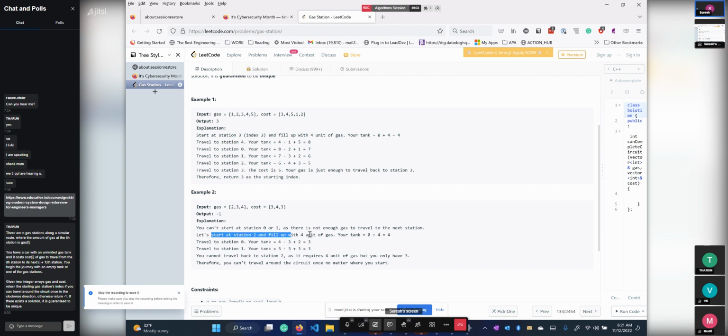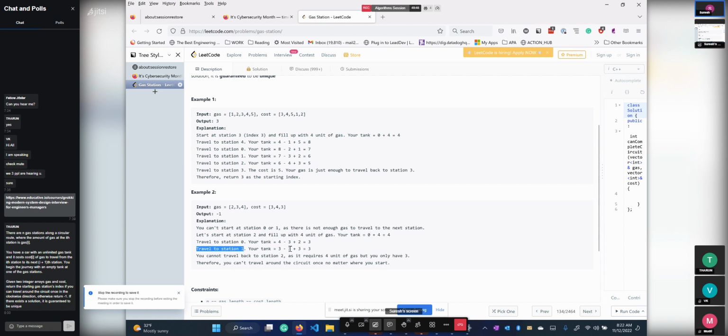You can't start. Let's start at station 2 and fill 4 units of gas. So they are saying let's start here, index 2, at station number 2 and fill 4 liters. Your tank is 0 plus 4 equals 4. Travel to the 0th position. Your tank is 4 minus 3 plus 2. Basically, you have 4, you just need to travel 3, which looks promising. You travel 3 liters of distance, and then you take the entire 2 liters at the 0th location, and what happens is 4 minus 3 plus 2, you got 3.